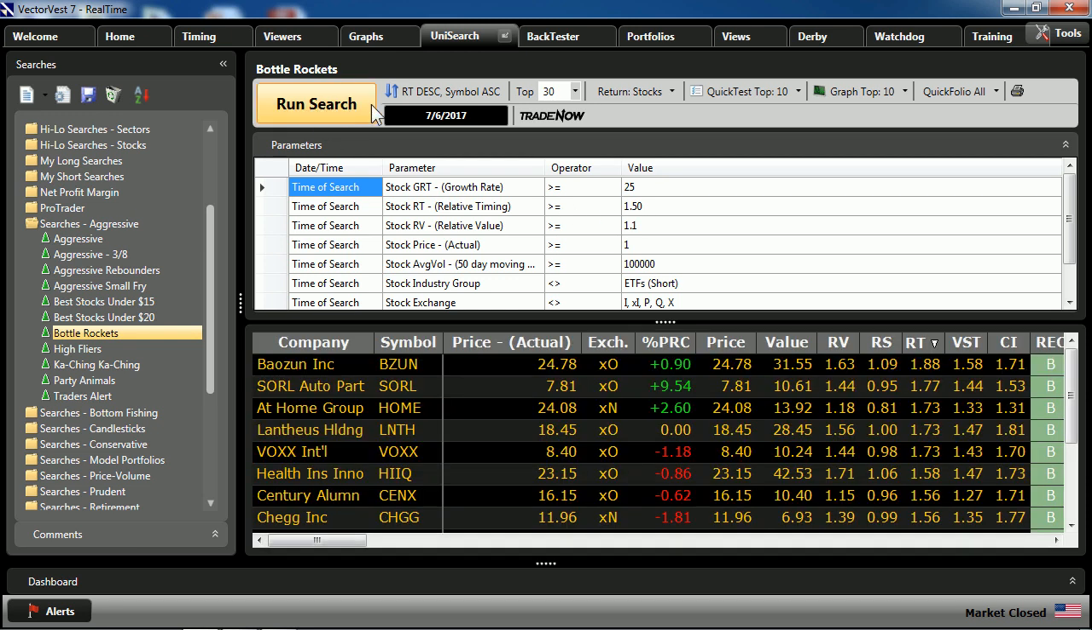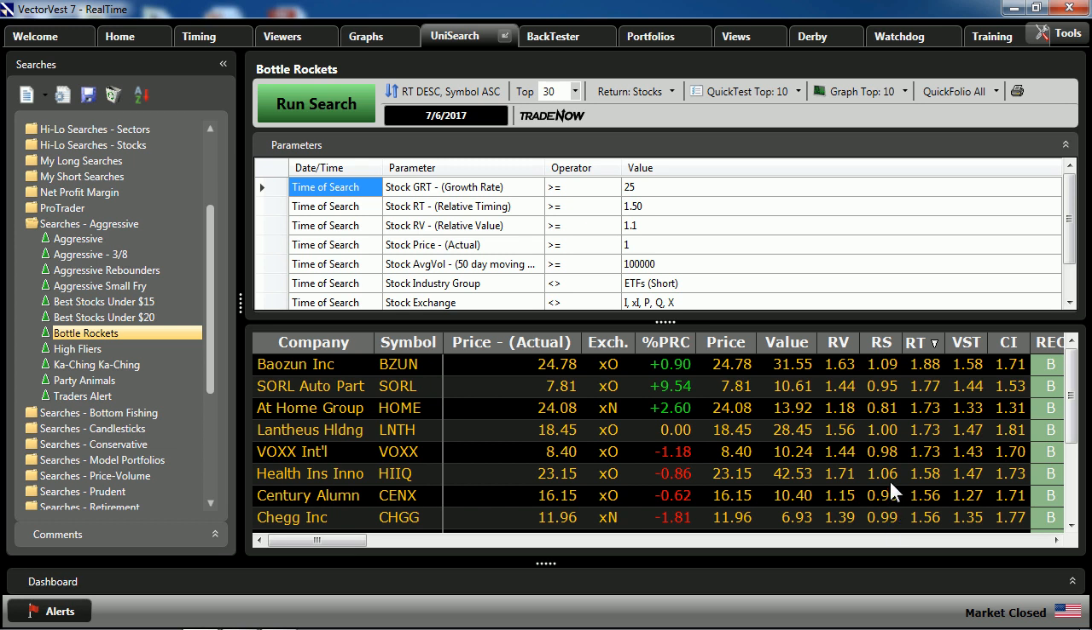If I run the search, notice the sort, relative timing descending. These are the stocks that are rising in price the fastest. All of these stocks have high RV ratings. For the most part, these stocks have low RS ratings as well.